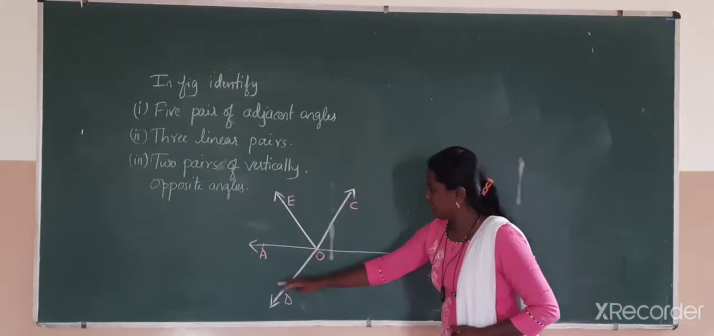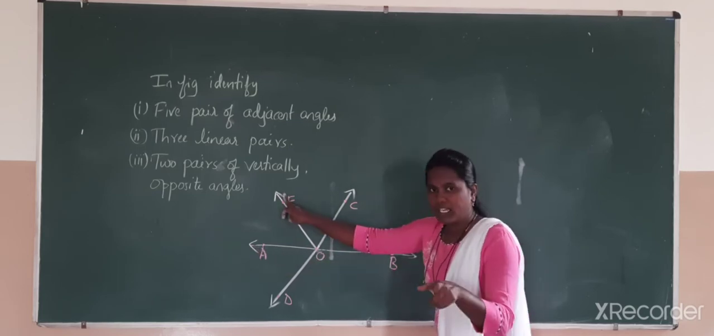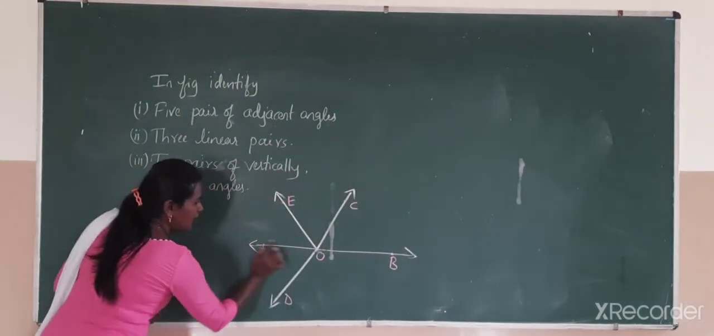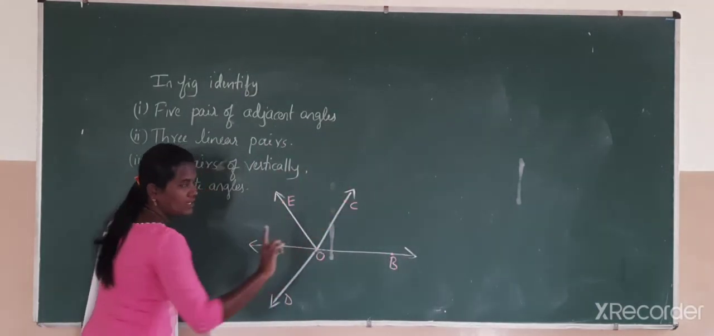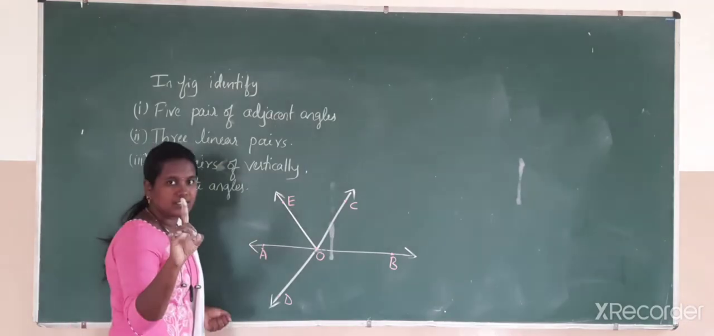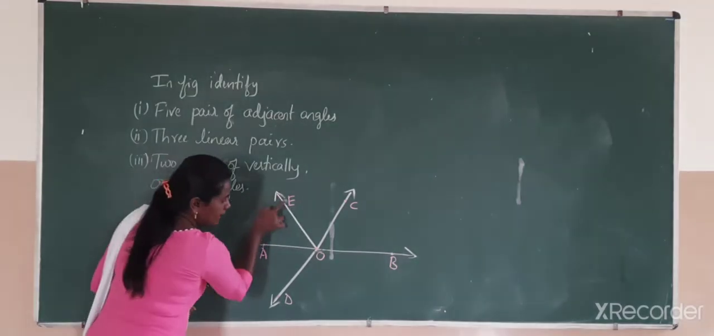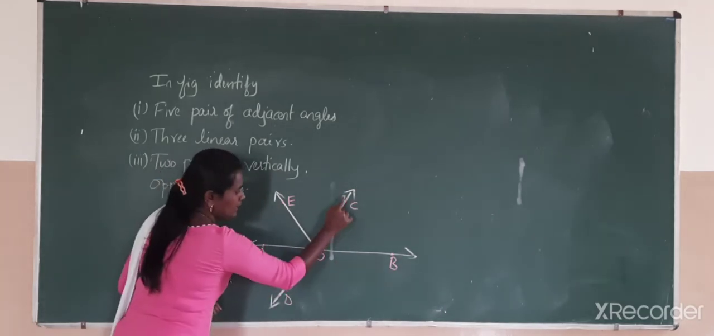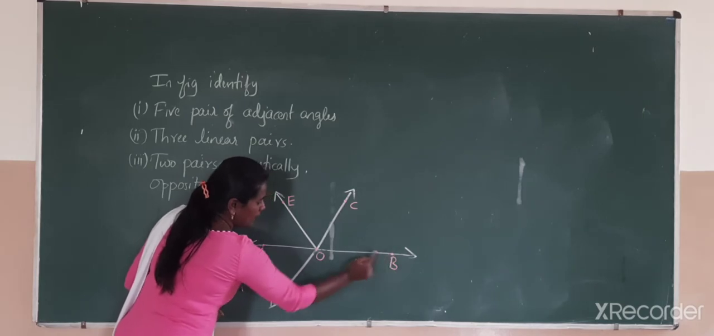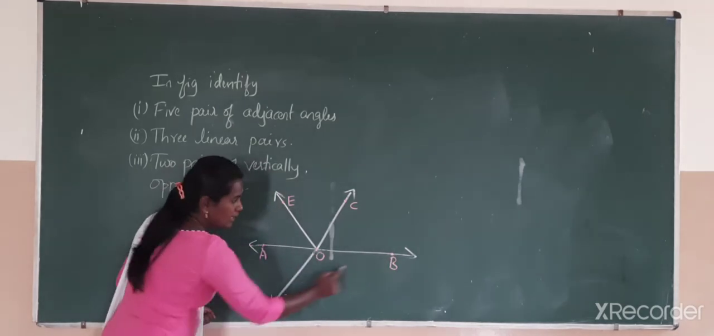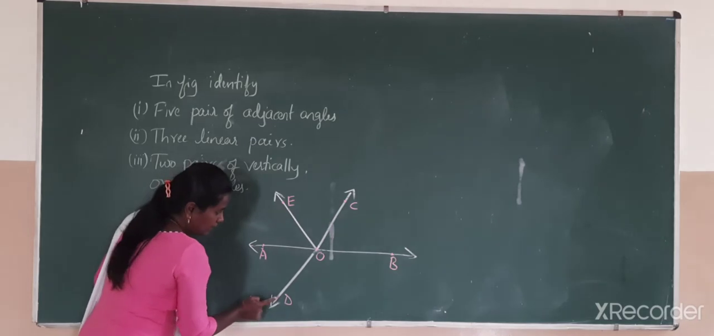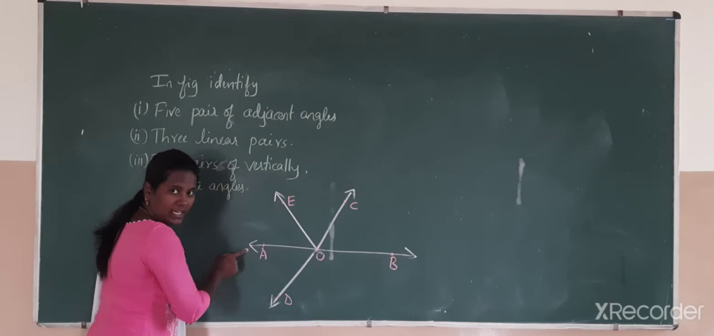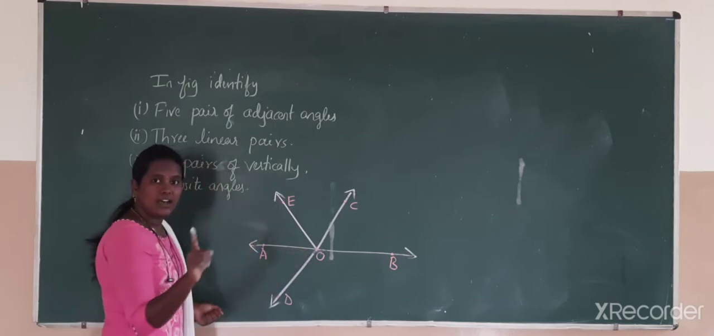See, AOE, EOC. Are these adjacent? Yes, of course. AOE, EOC, so one pair it is. Okay. Then EOC, COB, 2 pairs. Then COB, BOD. Right? BOD, DOA. Yes? DOA, AOE. Are these adjacent?